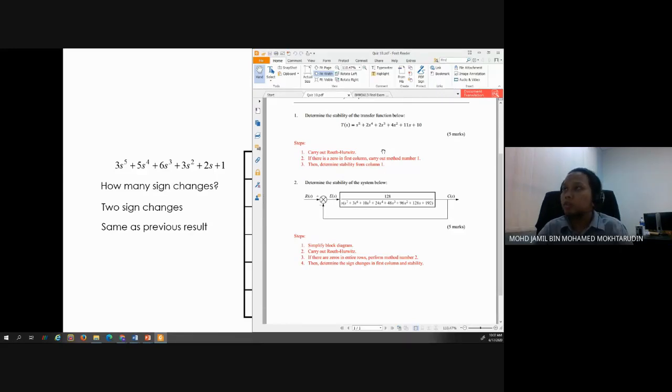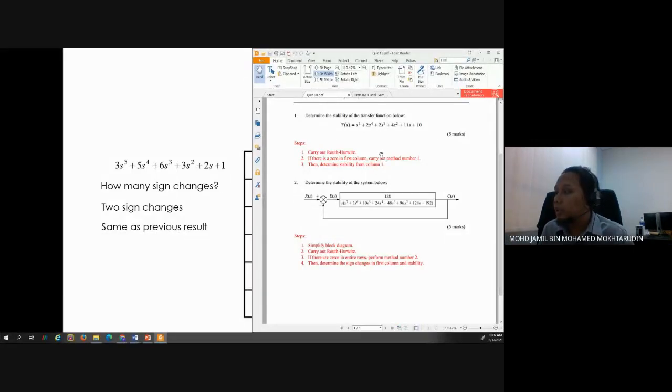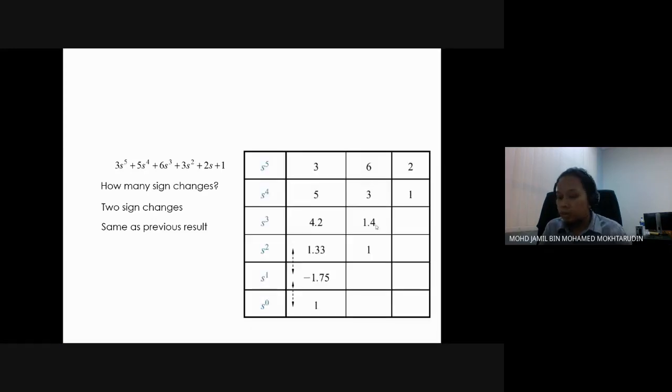Most of the students easily get zero in the root locus chapter. So one of the techniques is to use Routh Hurwitz. With Routh Hurwitz, you need to really understand how to do the table to calculate the determinants. Okay, now we move on to the next subtopic.